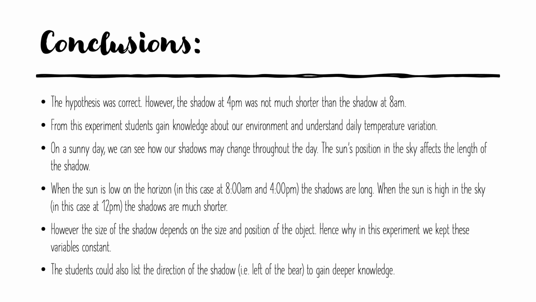However, the size of the shadow depends on the size and the position of the object. Hence, in this experiment, this is why we kept these variables constant. The students could also list the direction of the shadow, for example, left of the bear or right of the bear, to gain a deeper knowledge.